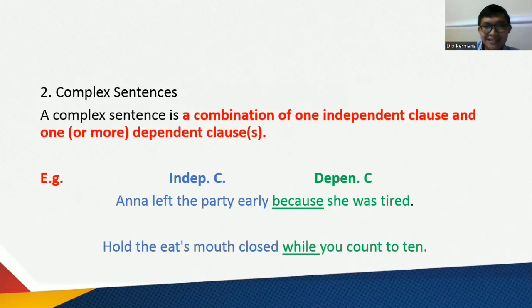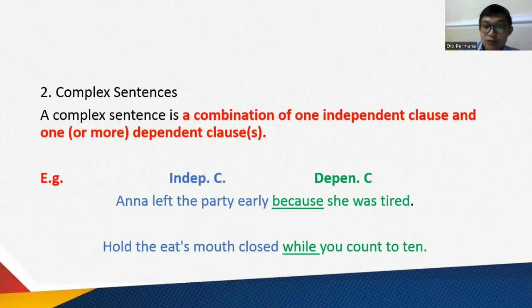A complex sentence is a combination of one independent clause and one or more dependent clauses. For example, "Anna left the party early because he was tired." We have two kinds of clauses here. The independent clause is the blue one, and the green one is the dependent clause. It is connected with "because." You should know that every dependent clause usually uses a connector.